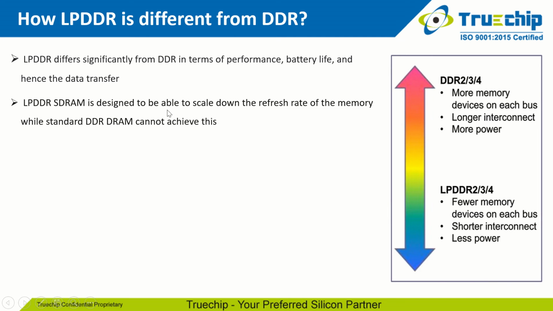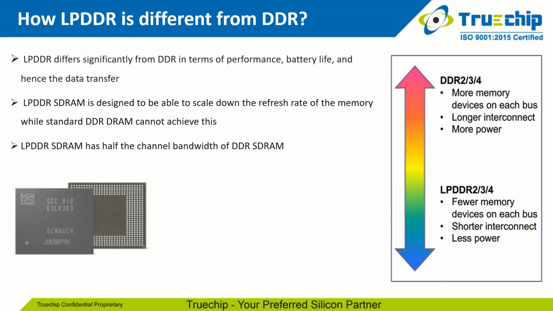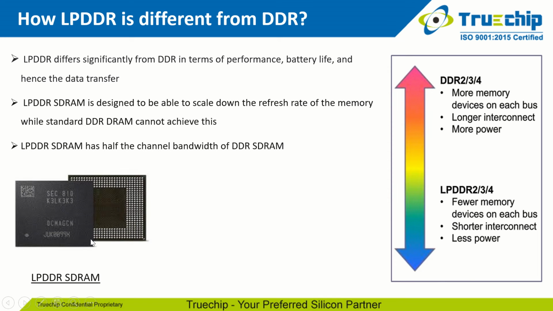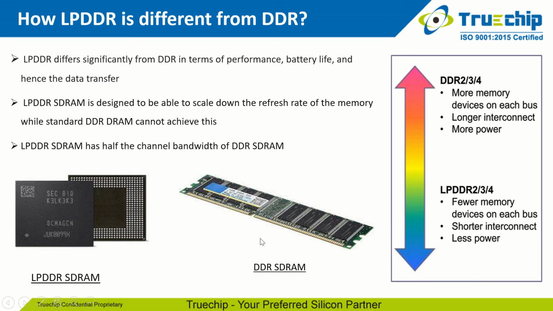LPDDR SDRAM is also designed to be able to scale down the refresh rate of the memory based on the temperature surrounding it via the mode register, while standard DRAM cannot achieve this much scaling. LPDDR SDRAM has half the channel bandwidth of DDR SDRAM for data transactions. As you can see on the bottom left hand side, there is a soldered, unremovable LPDDR SDRAM. On the right hand side, we have removable DDR SDRAM.